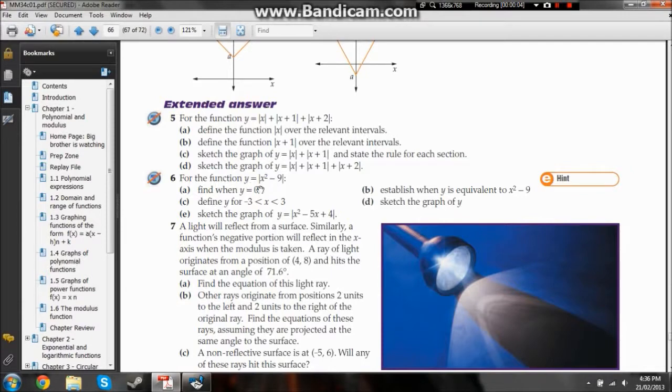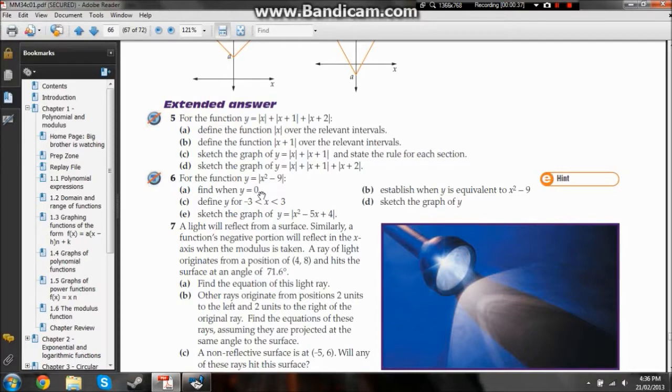Today I'll be doing question 6 from chapter 1.6, the last exercise before the chapter review. It asks for the function y equals x squared take 9, the modulus of that function, find when y equals 0. For any modulus function, only the values where y is less than 0 are going to be changed, because if y is less than 0 they'll be flipped up to positive, because that's what the modulus does.